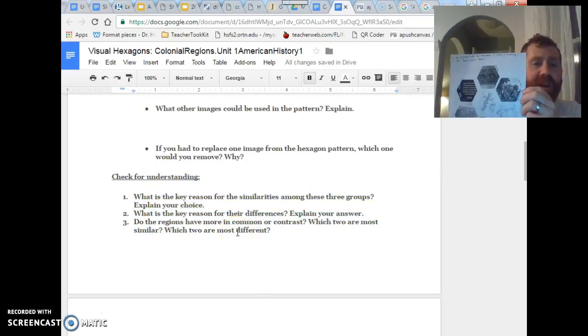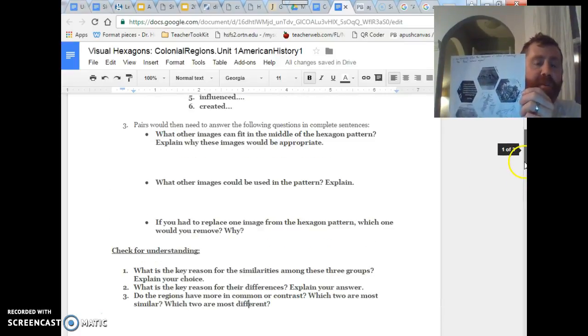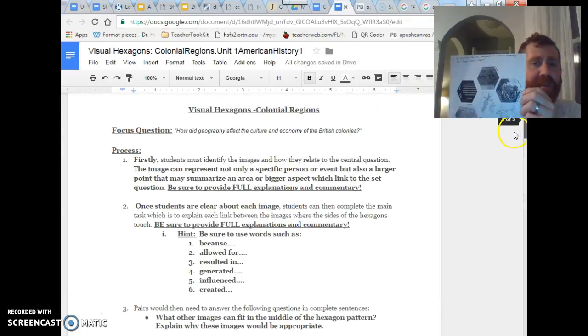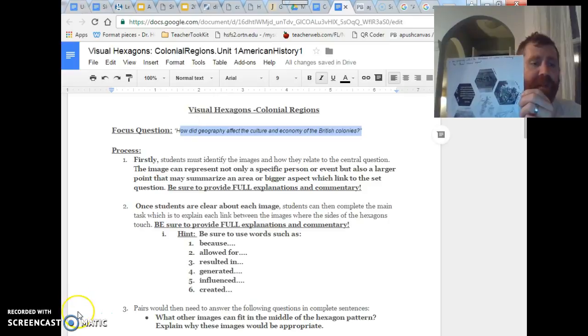And this is really going to check to make sure that you're understanding the three colonial regions and what makes them unique, but also what are some common characteristics that they're sharing. Once we get this stuff done, we can really dive into this question right here. How did geography affect the culture and economy of the British colonies?